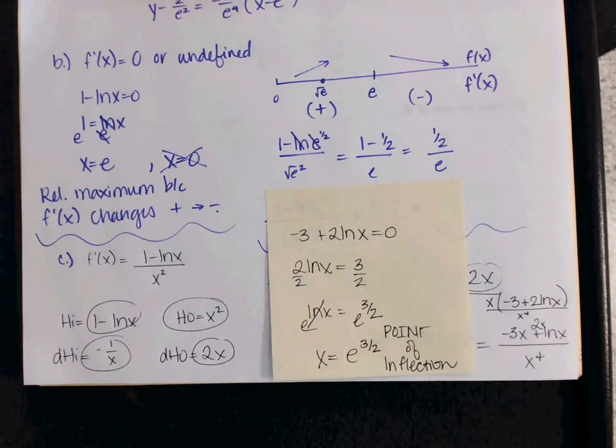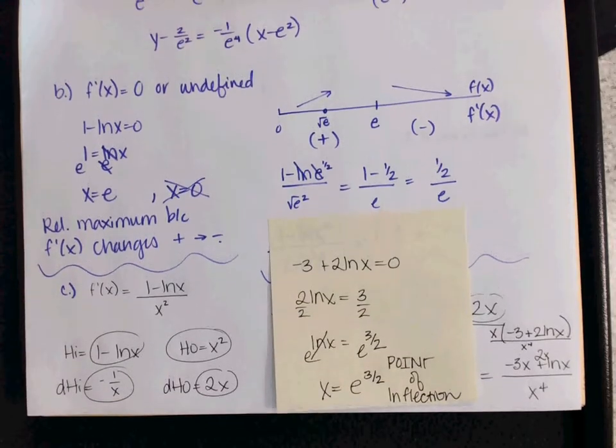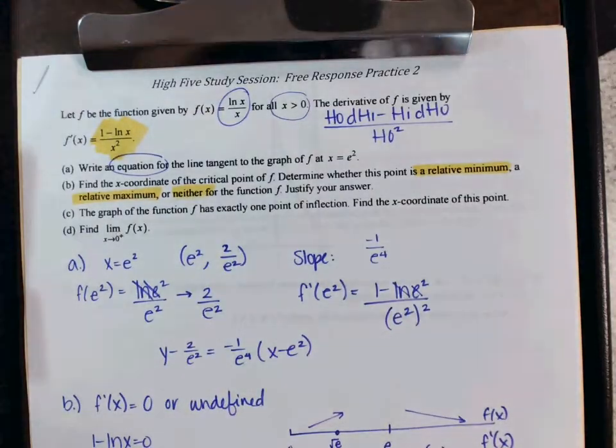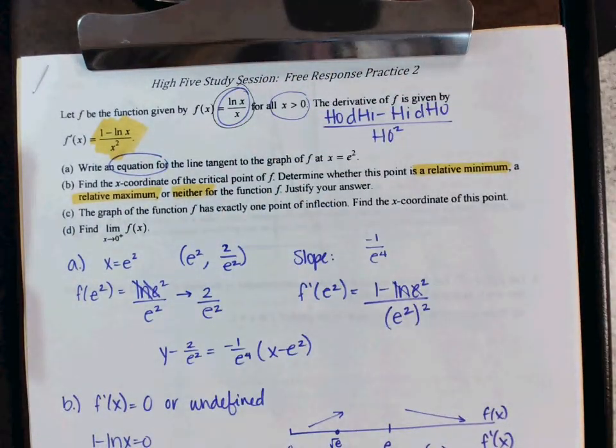Okay, last part, part D, says find the limit as x approaches 0 from the right. So, look up at your graph. Okay, here's my f of x. What is ln x doing as I approach 0 from the right side? Think about the graph of ln.